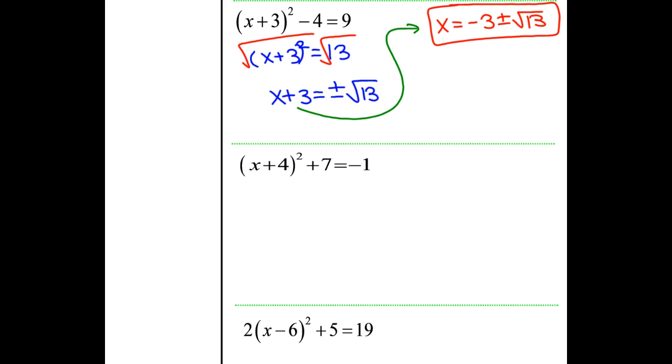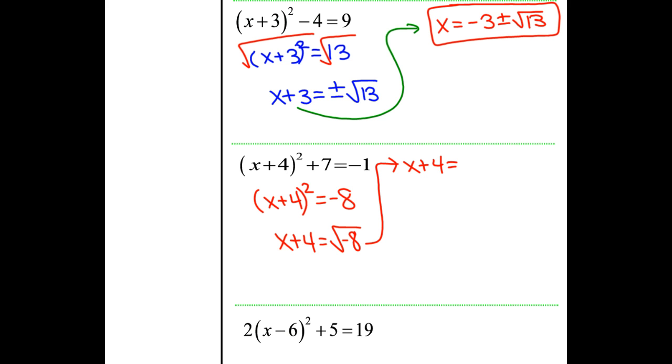Let's try this next one. So again, the first thing we're going to do is subtract 7. So we're going to get x plus 4 squared equals negative 8. We'll take the square root of both sides. So really x plus 4 equals the square root of negative 8. Now I can simplify that square root of negative 8 over there. So I'm going to simplify that, and I'm going to simplify it up here. Really it's going to become x plus 4 equals 2i times the square root of 2.